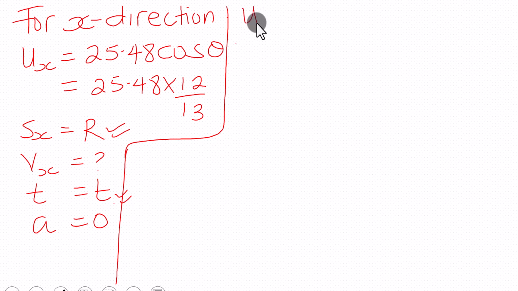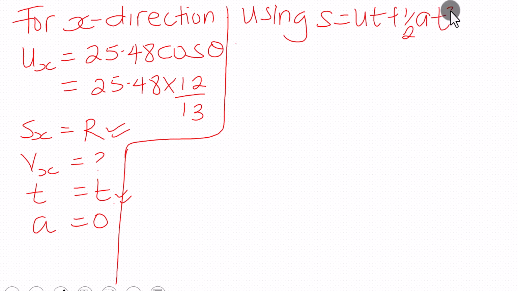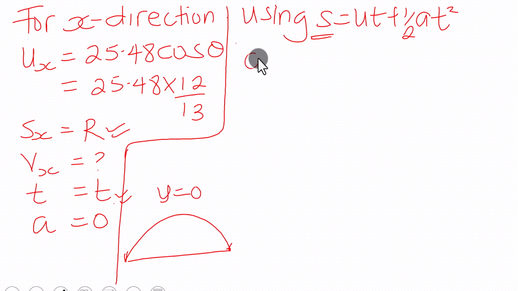So I'm going to use s is equal to ut plus a half at squared. I have already summarized the information for y, so I will not summarize it again. I know that s, when the particle lands, that is, if the motion is like this, at this point y is equal to 0. So my displacement practically will be 0 at this point.